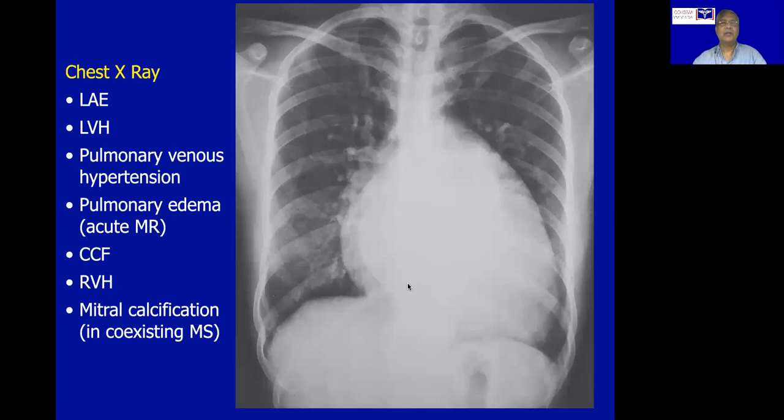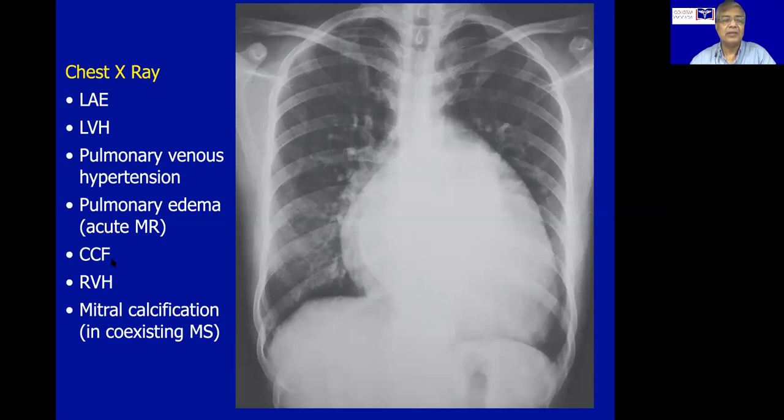The chest X-ray has evidence of left atrial enlargement against a double density shadow here. You can see here the right atrial shadow and the left atrial shadow here. Evidence of LVH, pulmonary venous hypertension, that is, the pulmonary bay is very prominent. Pulmonary edema: in acute MR, there may be evidence of pulmonary edema.